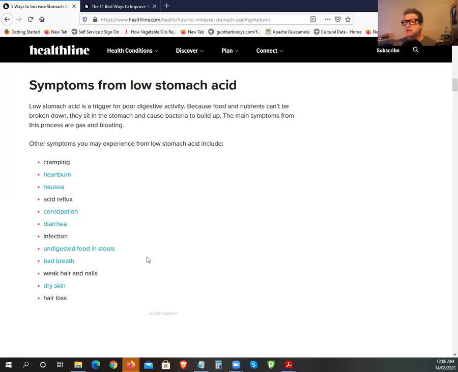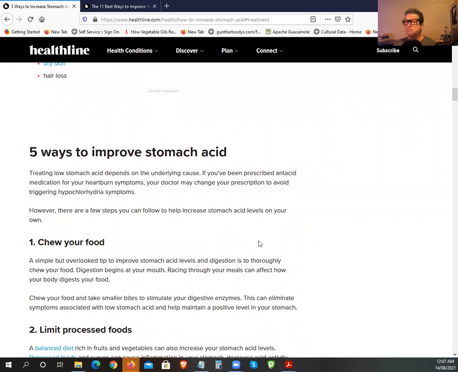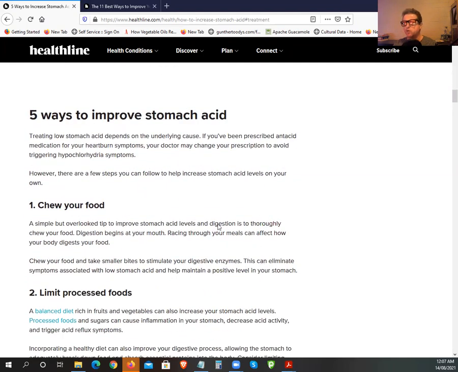Some of them: undigested food in stools. We've heard plenty of horror stories of the plant-based community in that regard. Bad breath, yes, and bad farts as well. Weak hair and nails, obviously lack of protein. Yes, as I said, a meat deficiency. Dry skin, hair loss, all symptoms of a meat deficiency. Yes. Low consumption of animal products. Yes. That a steak diet can definitely correct.